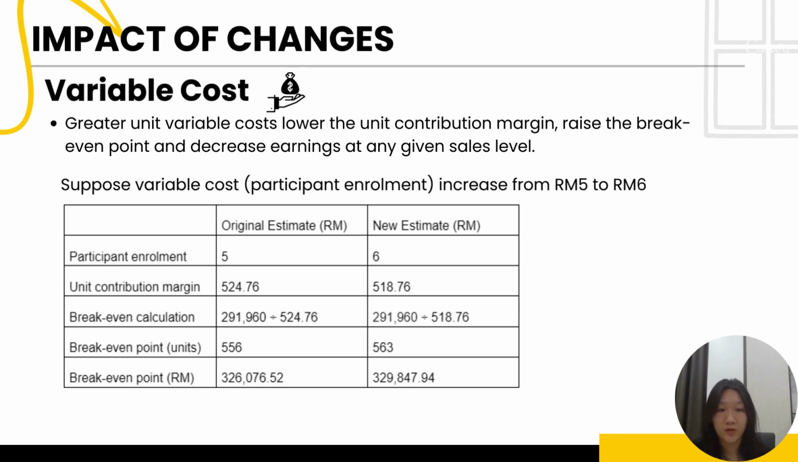The above computation is used to get both the old and new break-even points. Observe that 563 tickets are the new break-even point. Hence, greater unit variable costs lower the unit contribution margin, raising the break-even point and perhaps decreasing earnings at any given sales level. In contrast, at any given sales level, lower variable costs per unit increase the contribution margin, which lowers the break-even point and may even result in higher profits.